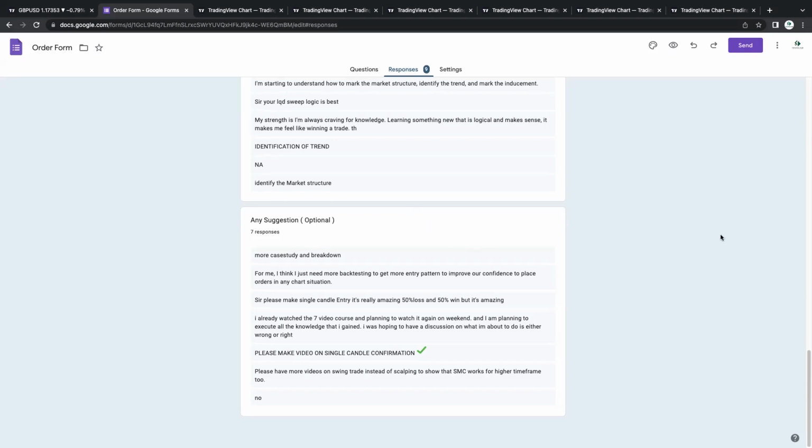Okay, for me, I think you just need more backtesting, get more entries to improve your confidence to place orders. Exactly, do backtesting. Backtesting is very important. So please make more on single candle. It's really amazing. 50% or 50%, but it's amazing.